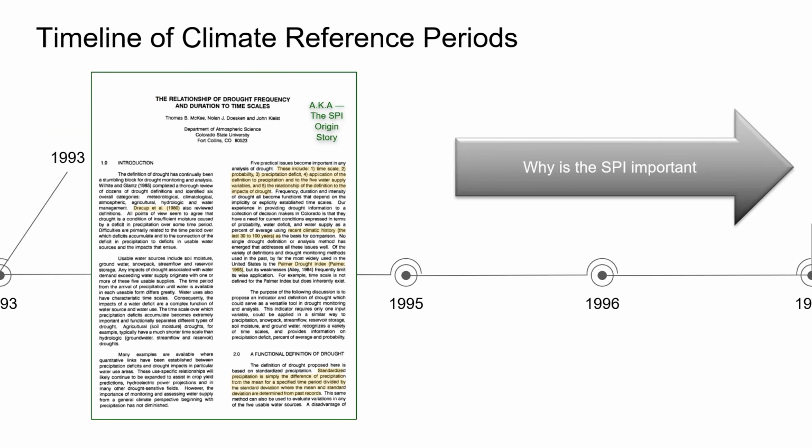The Standardized Precipitation Index, or the SPI, was first introduced by McKee, Duskin, and Kleist in 1993. The SPI is really important to this conversation about non-stationarity, and I'll explain why. While the SPI was introduced in 1993, it very quickly became a very popular drought indicator, because it's easy to calculate and it's relatively easy to understand if you think in standard deviations.